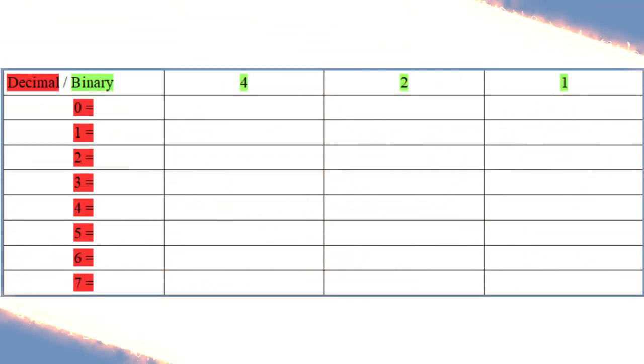On with the lesson. In this illustration, we have a grid containing binary numbers highlighted in green along the top and decimal numbers highlighted in red to the left-hand side. If we consider the integer value of 0 from the decimal numbers to the left and look for an equal integer value in the binary set of numbers on top, we do not find an equal.